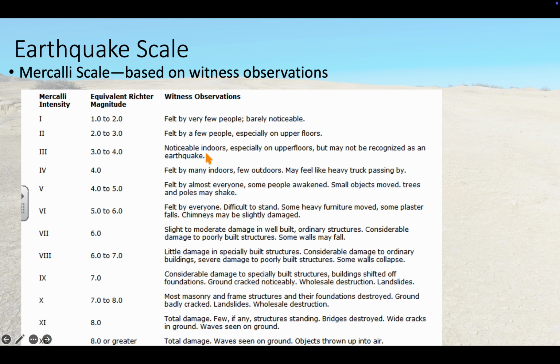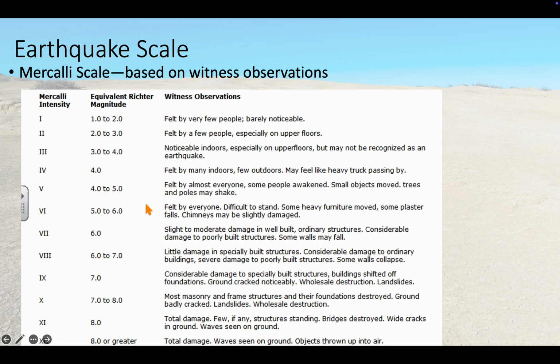Upper floors on buildings might feel them, but it's not anything they would get overly concerned about. When you get into level 5 to 6 for the Mercalli, it's felt by everyone, can be difficult to stand, furniture might be moved. Level 9 for Mercalli and 7 for Richter, we get considerable damage. And when we get into the 11 for the Mercalli and the 8 for the Richter, we're talking total damage. So this is on your notes, and you can read through these. You'll be using these when we do one of our activities later.